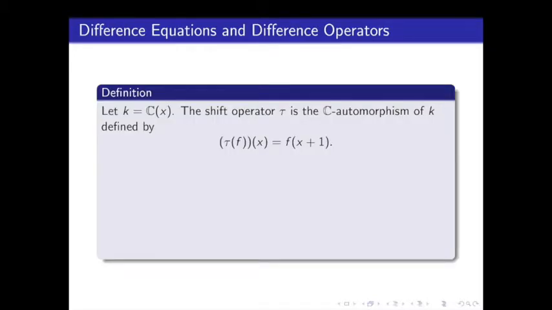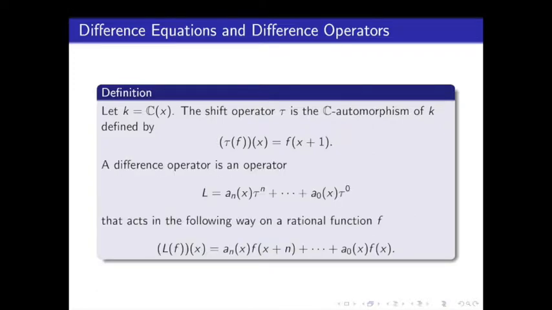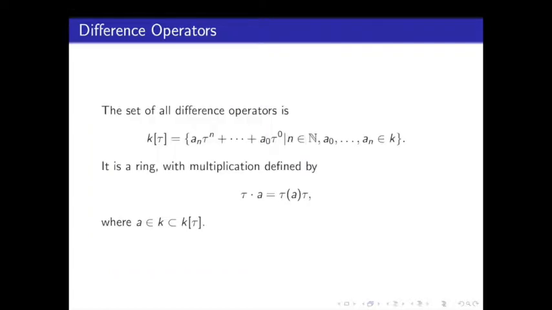So first, definitions. We first define the ring of difference operators over a field of characteristic zero. Let K be the field of rational functions over C, and we define the shift operator tau to be a C-automorphism such that tau sends x to x plus 1. It turns out the skew polynomials of tau with coefficients as rational functions form a ring. The multiplication of this ring is defined by tau times A equals tau of A times tau, where A is a rational function. This ring is called the ring of difference operators.